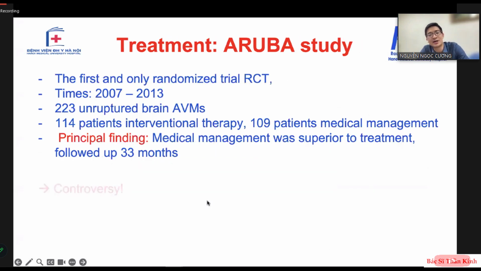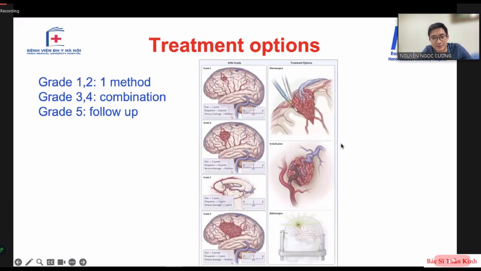That is some advantage of innovation in brain AVM treatment. So, the Spetzler-Martin classification: if grade 1 or 2, it is easy to treat, even by surgery or embolization, but grade 3, 4 is very difficult to treat totally.